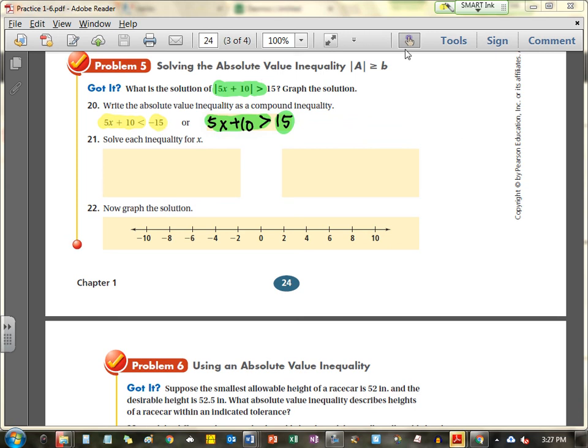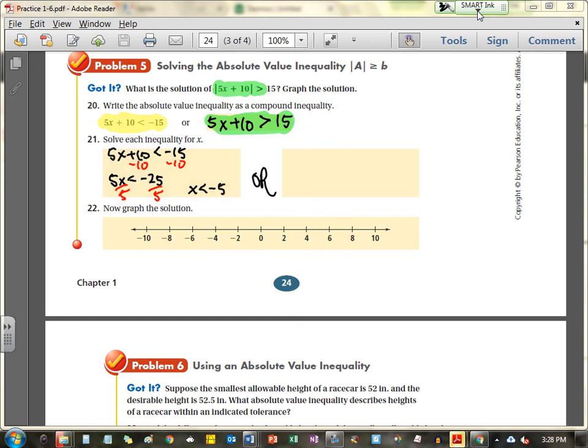Okay, now both these problems are pretty easy to solve because we've been practicing solving. So here we go. It's two problems in one, remember. So we start with 5x plus 10 is less than negative 15. We basically subtract 10. Now we have 5x is less than negative 25. Then we divide by 5. And we get x is less than negative 5. Okay? This is an OR problem.